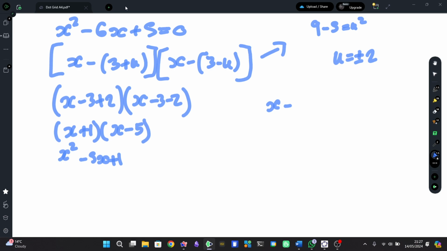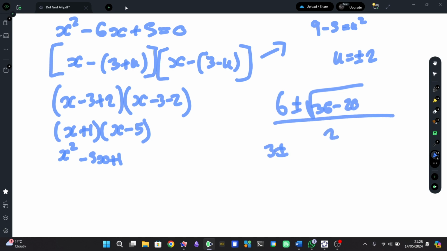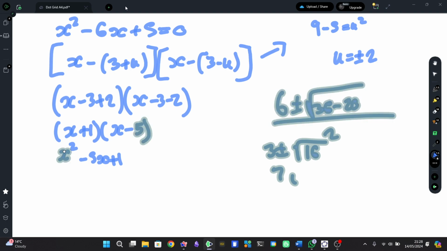Those aren't nice roots, are they? Could be... No, they're not. 6 plus or minus the square root of 36, take away 4 times 5, which is 20, over 2a, so that's just 3 plus or minus the square root of 16. So that's just 7, and yeah, okay, I made a mistake. That was close. You can see the method. So it works, I just need to take my time, apparently.